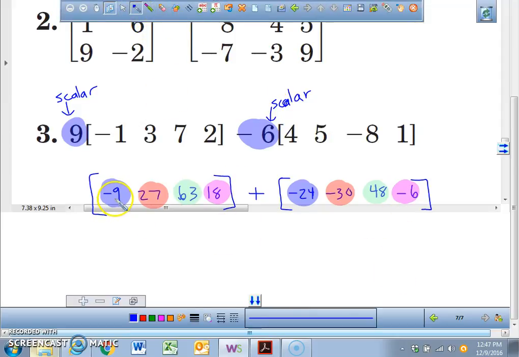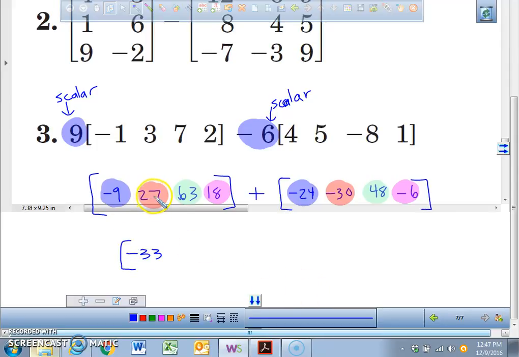So let's add these together. I've got negative 9 and negative 24. Now, if you're not sure how to add integers together, think of money. Think if you owed somebody $9 and then you borrowed 24 more. Now you owe them a total of $33.